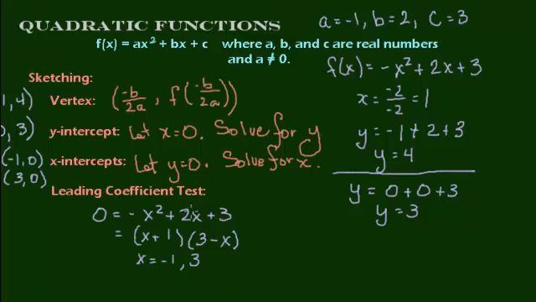Using the leading coefficient test, since my a is less than 0, or is negative, this would be a parabola going down, which we observed on our graph.